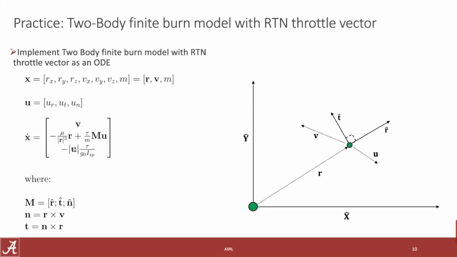In this case, we're just going to do the magnitude of your control vector times the tau, G0, and ISP, all of which are your constant inputs to Python. A little bit more complex of an example, but let's take some time to work through this one.